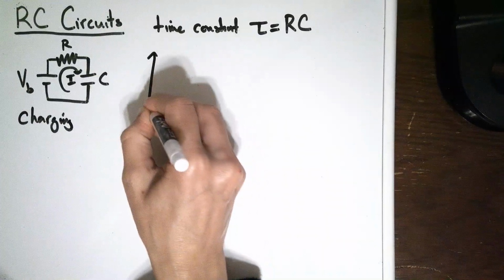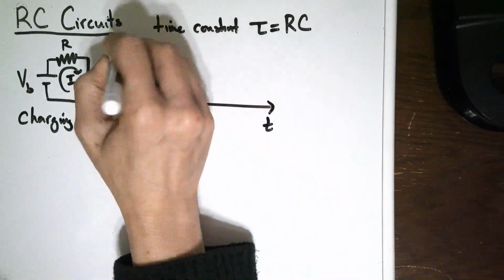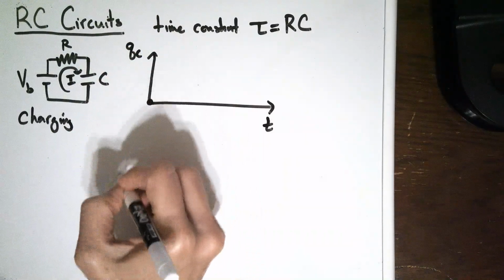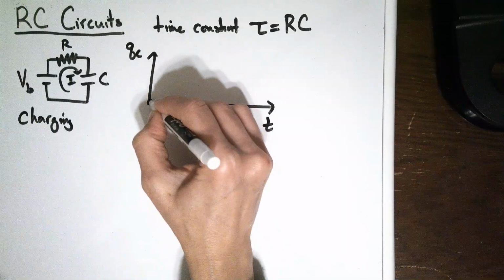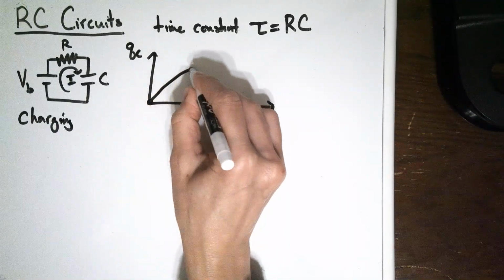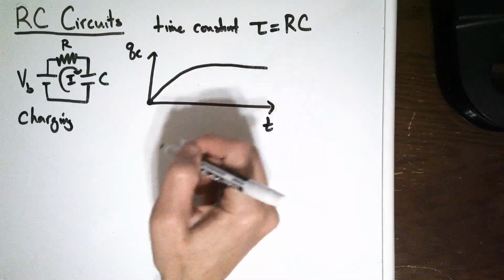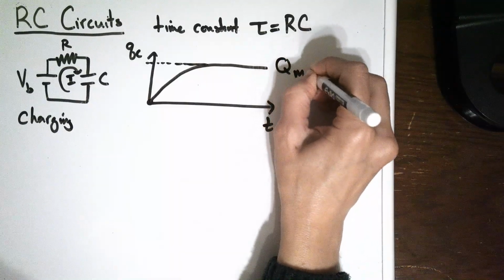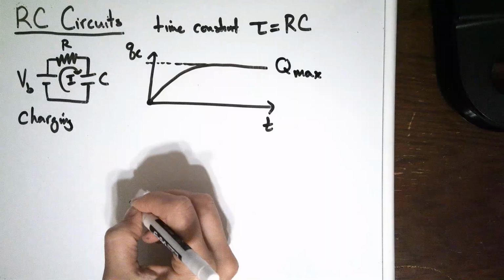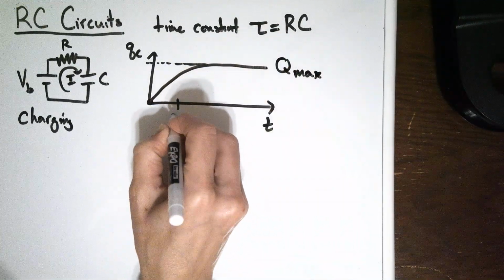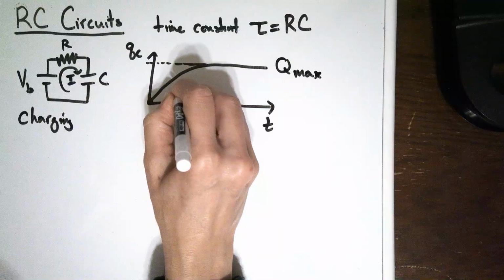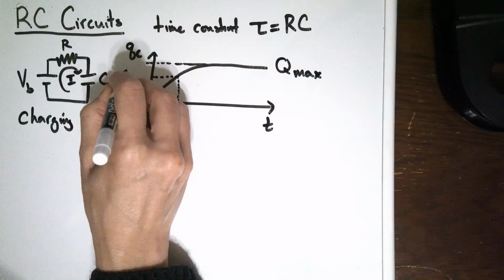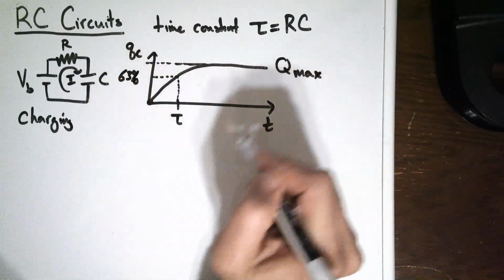So if we look at the charge on the capacitor as a function of time, initially there's no charge on it, it's discharged, and then very slowly it starts building up and building up until it gets to a max value. So this is the maximum amount of charge, and the time constant is such that when you get to this time tau, you are charged up to about 63% of the max.